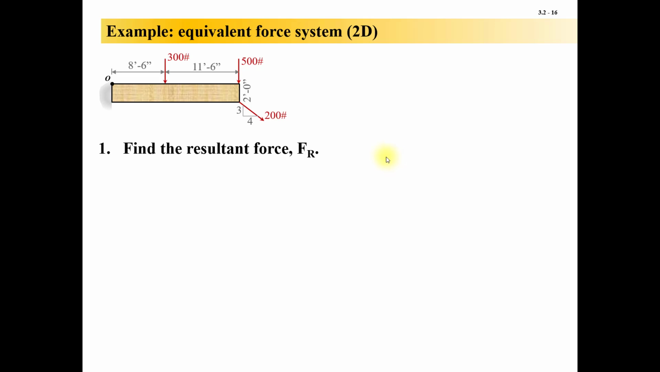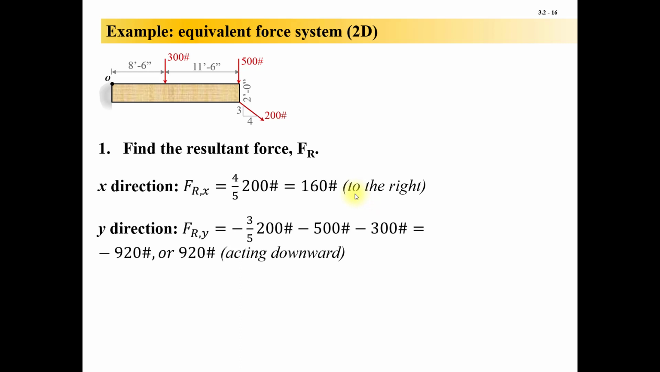So let's find that resultant force, F sub R. In the X direction, we only have this one that does anything in the X. The X is going to the right. I'm not really showing it. So this is a force triangle with the horizontal line here being the 4. So I have 4/5 of 200 for my X component, and that's 160 pounds to the right. My Y direction, I've got 300, 500, and then 3/5 of 200. And they're all acting down, so I'm saying negative. So I have the minus 3/5 of 200, minus 500, minus 300. I get minus 920, or 920 pounds acting downward.